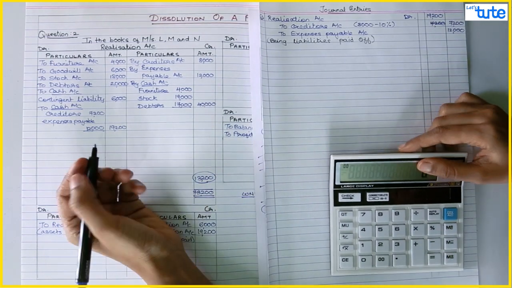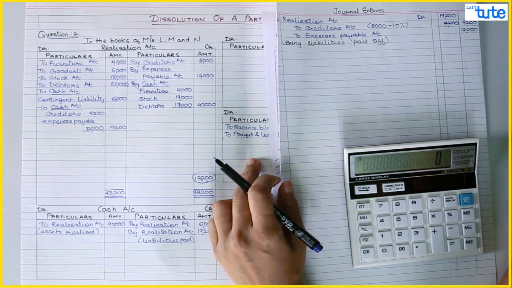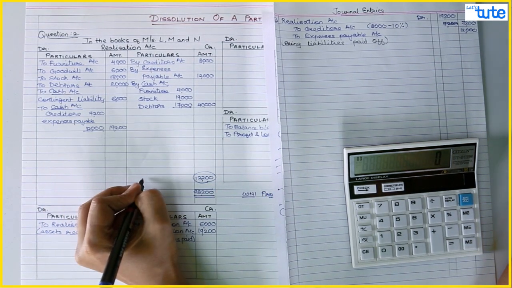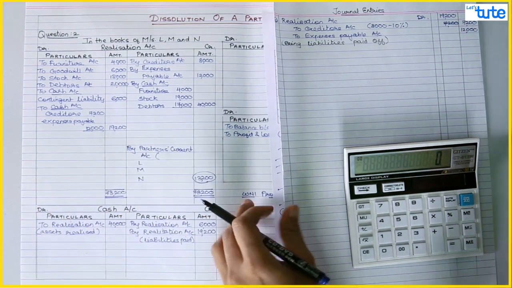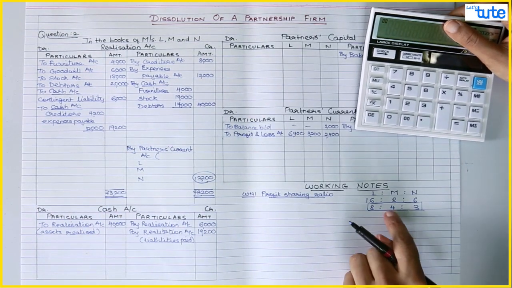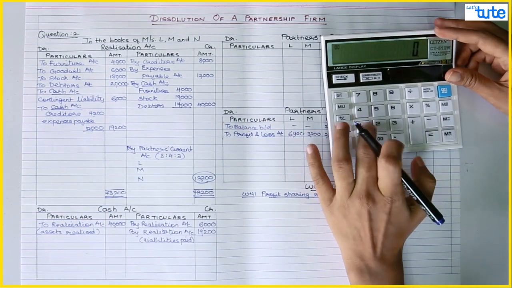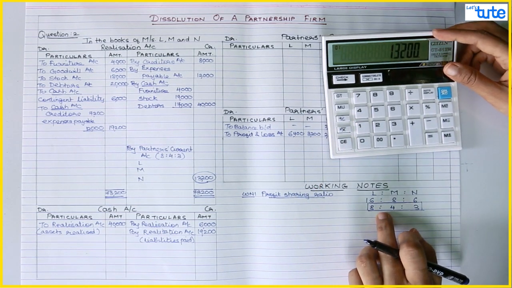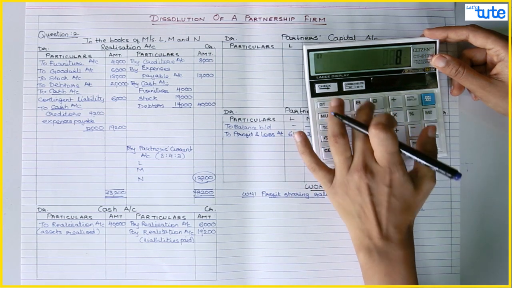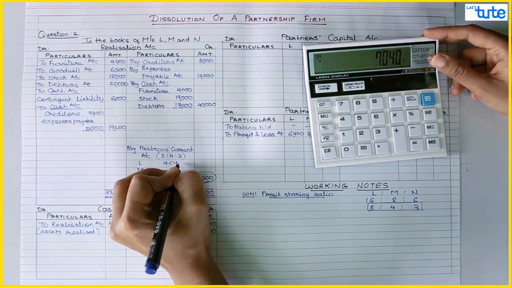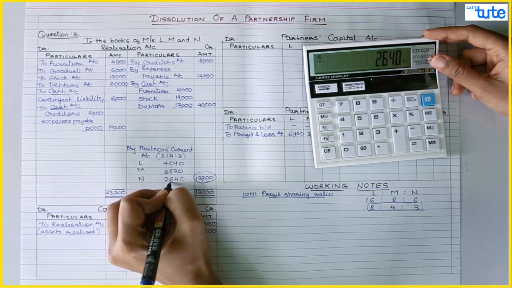Now this loss will be shared between the partners. Now since we have current account, it would be transferred to partners' current account. We have partners L, M and N by partners' current account in the profit sharing ratio, that is 8:4:3. So 13,200. Now total of this, 8, 4, 3 is 15. Divided by 15 into 8 equals 7040, 4 equals 3520 and 3 equals 2640.